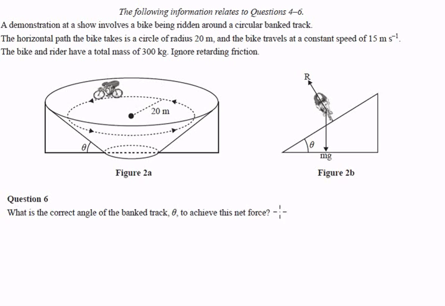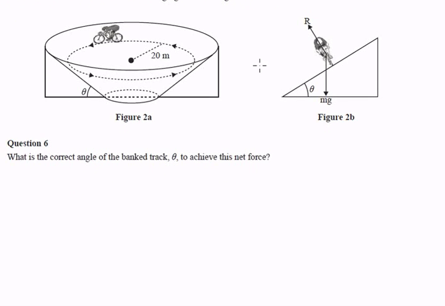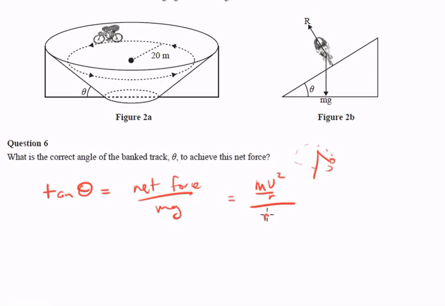Again, copied and pasted, and this is the sixth question, or the third question in the series. Question number 6, what's the correct angle to achieve the net force that we've got? So, the formula for this, for banked things, or even if we've got a pole and a ball swinging around, is that tan theta equals net force over mg, and if we had to put the values in, it's mv squared over r over mg.